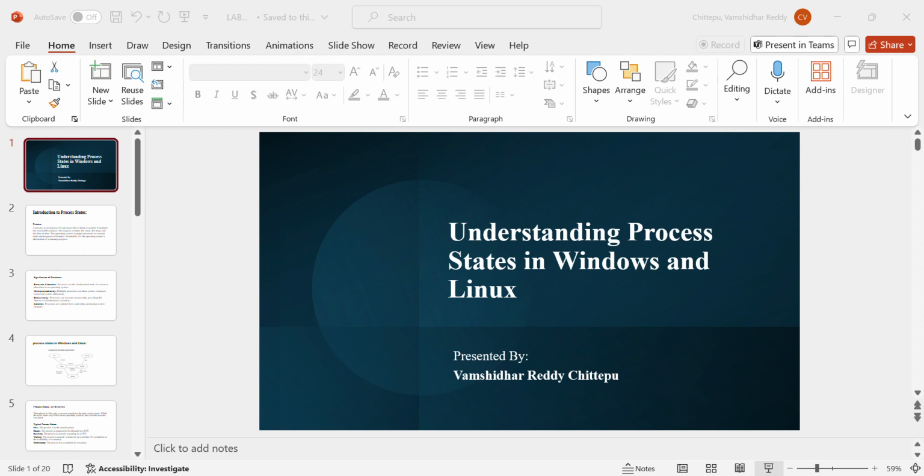Process states in Windows. Windows typically uses a more complex state model than Linux. However, the core concepts are similar compared to Linux. Key process states in Windows include running, ready, waiting, terminated, suspended, which are stated in the statement. The process states in Linux.